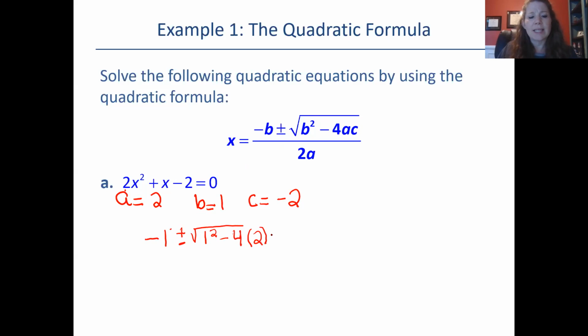minus 4ac. Did I say 4 minus? It's -4 times a times c. -4 times 2, and c is -2. So c is -2, and I always have to extend that radical. I never make it long enough.